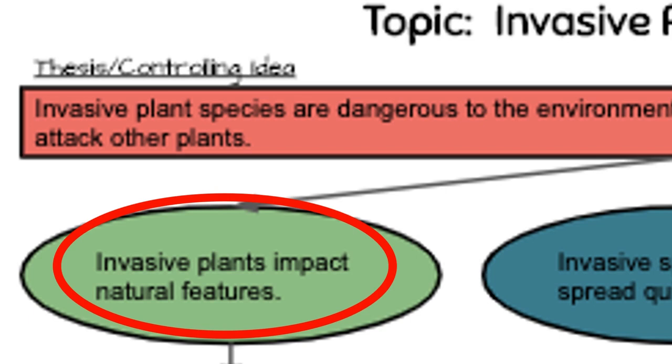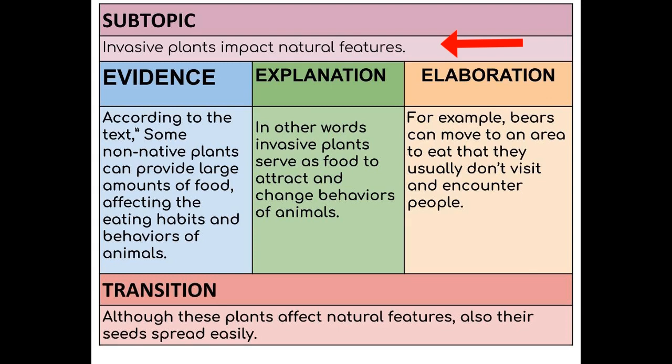So I copied what I had written in my first circle, and I put invasive plants impact natural features. Then I went into the sources and I looked for a quote that talked about how they can impact natural features. And I put, according to the text, some non-native plants can provide large amounts of food affecting the eating habits and behaviors of animals. So remember, this one had to do with the Yosemite article. And then under explanation, I'm answering the who, what, why. I put, in other words, invasive plants serve as food to attract and change animal behaviors. And then for my elaboration, I put, for example, bears can move to an area to eat that they usually don't visit and encounter people. And then I gave you my transition sentence. I put, although invasive plants affect natural features, also they can spread their seeds easily.